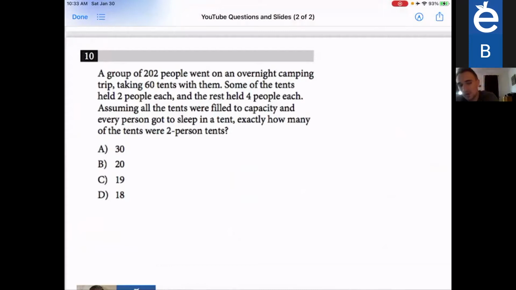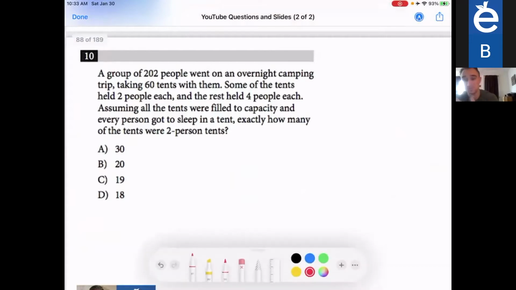So we know we're in the systems of equations section, so chances are we're going to need to set up a system of equations here. Obviously, on test day, they don't tell you this will be the exact topic tested. Let's think about it here. We have a couple numbers, and we have some variables that we want to be able to coordinate with each other. A group of 202 people went on an overnight camping trip, taking 60 tents with them. Some of the tents held 2 people each, and the rest held 4 people each.